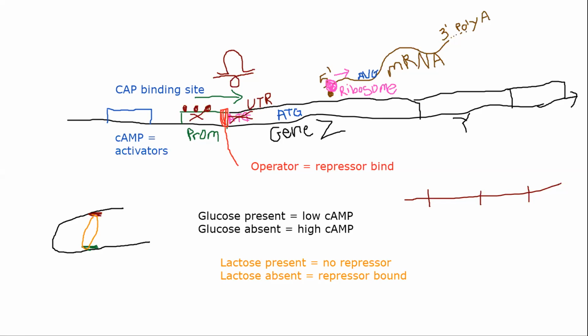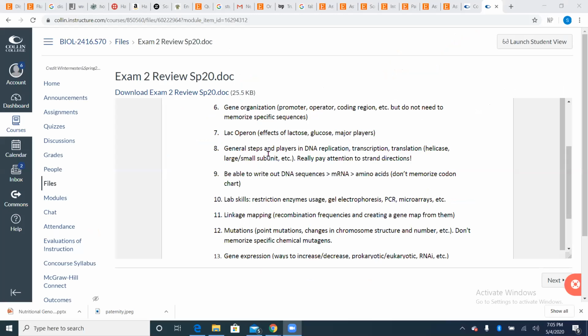All right, let's see. Okay. Number 7 was Lac Operon, the effects of lactose, glucose, major players. Well, I covered that. So, number 8 is general steps and players in DNA replication, transcription, translation.